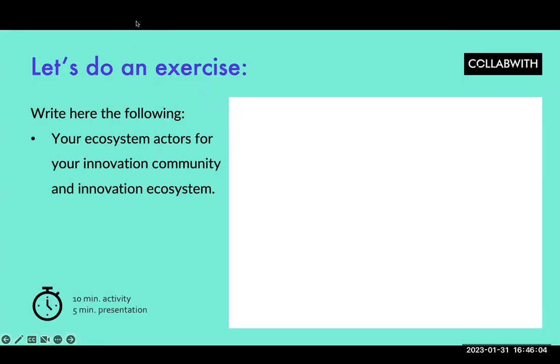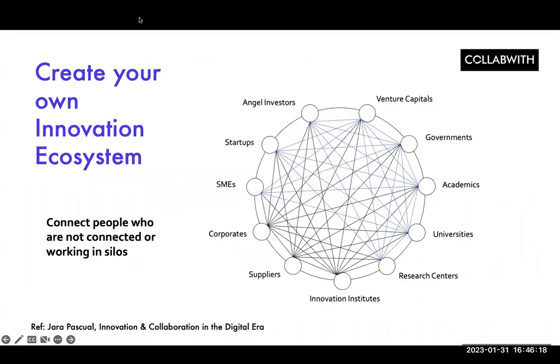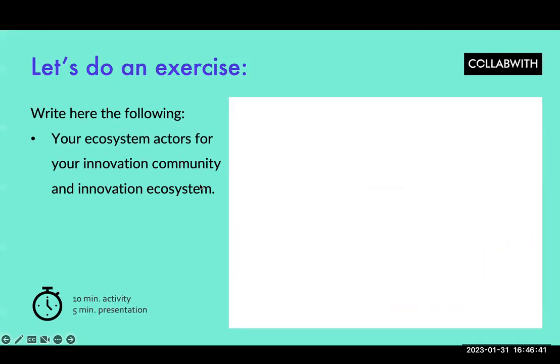So now an exercise. Think, pen, paper, in the chat: your ecosystem actors for your innovation community and innovation ecosystem. Think about your actors now. Who do you need in your innovation community? You can write in the chat very quickly. They say, this is missing, I never thought about this.